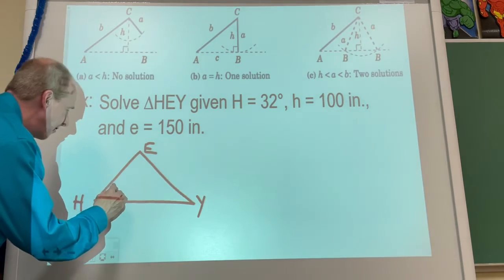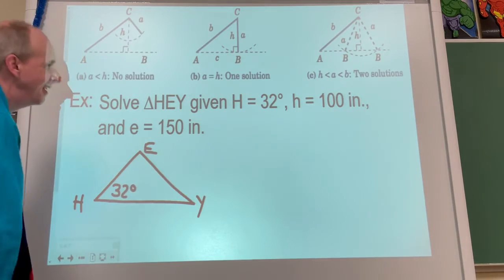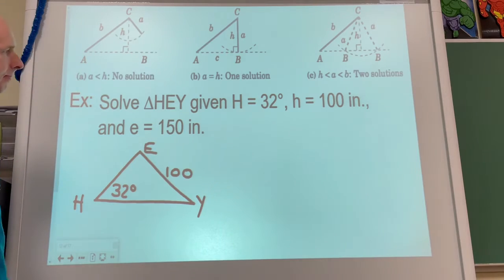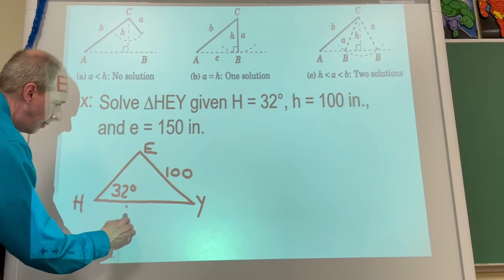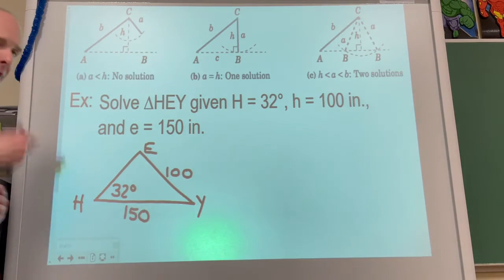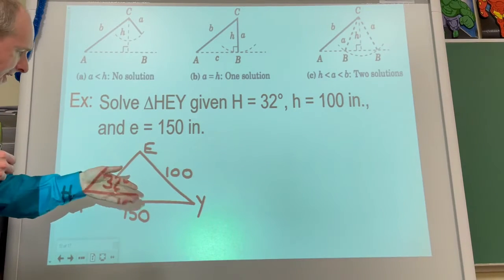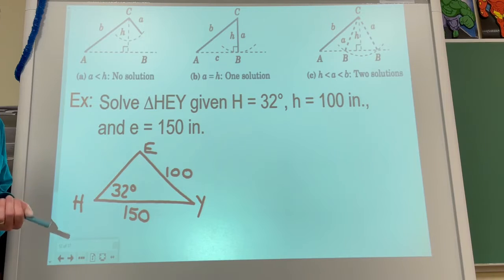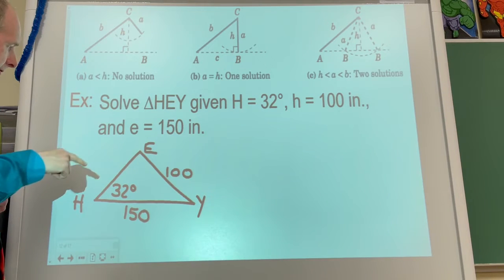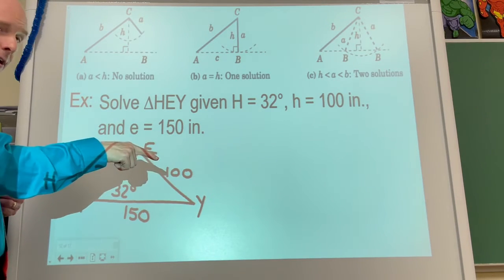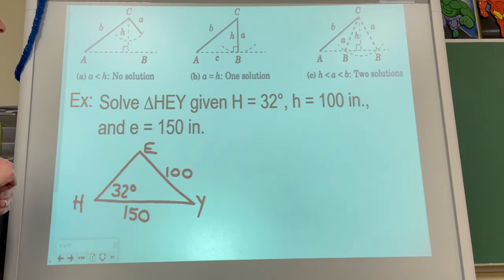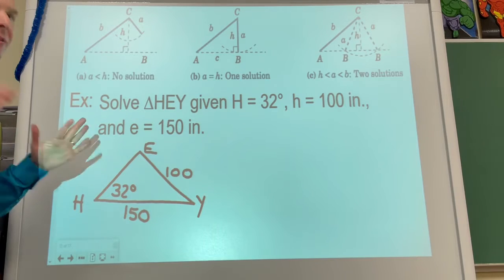All right, H is 32 degrees. Little h, 100 inches. Little e, 150 inches. Guess what we have? We have side, side, and an angle, SSA. And again, remember, not to read them backwards.